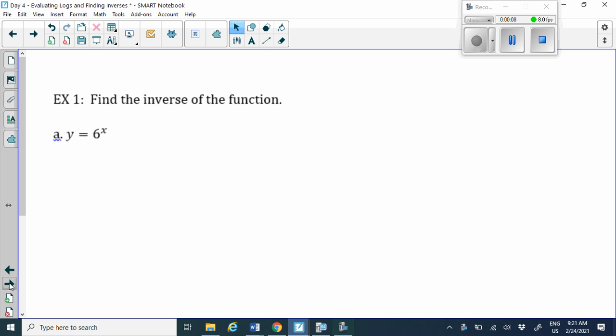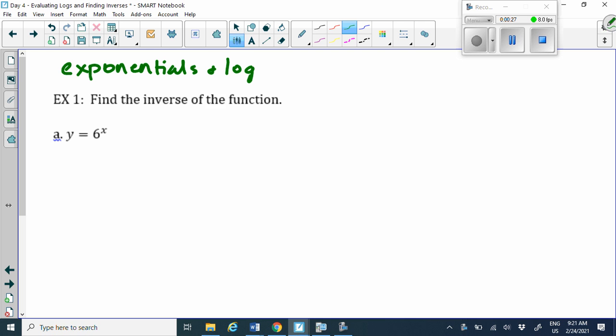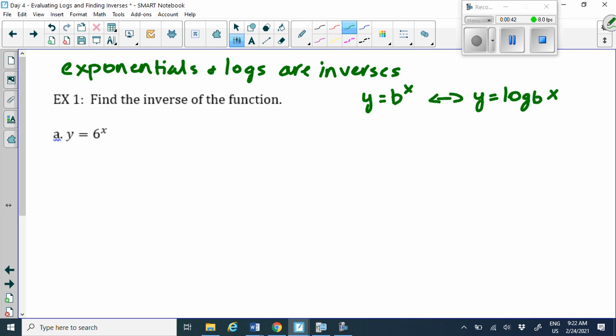Okay, so let's talk about finding inverses. Don't forget, basically an exponential is going to be the inverse of a logarithm and vice versa. I'll put exponentials and logs are inverses of each other. So that means when we have y equals b to the x, remember that'll be y equals log base b of x. Okay, so they're just inverses of each other.